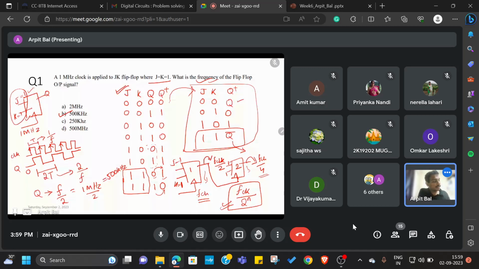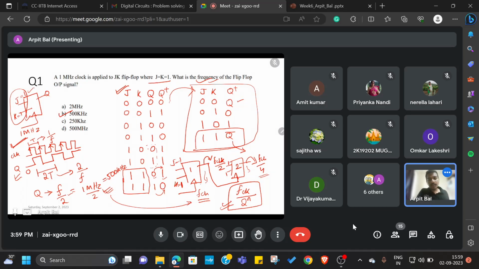Then we started drawing the clock diagram, the timing diagram. From this timing diagram, we figured out that if the clock has a time period T, the output Q has a time period 2T. So effectively the frequency is reduced by half. We tried to generalize this observation for any number of flip-flops.